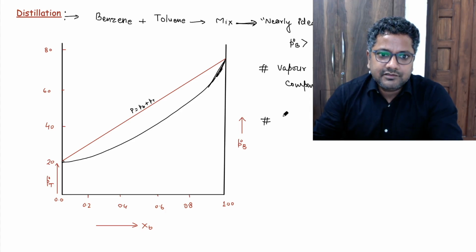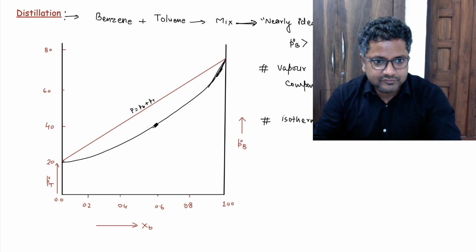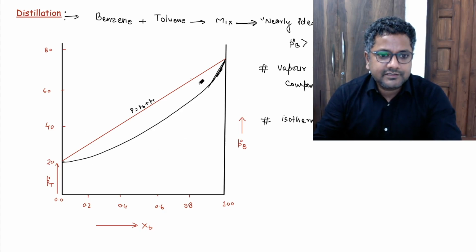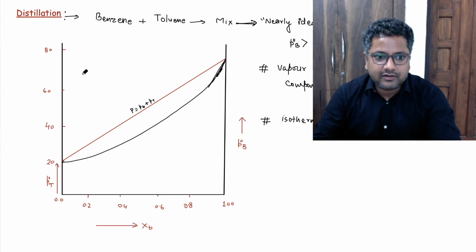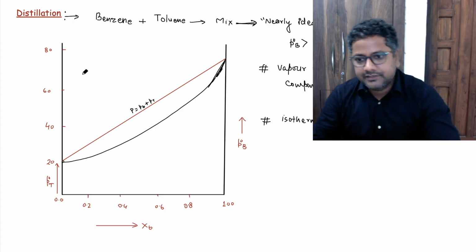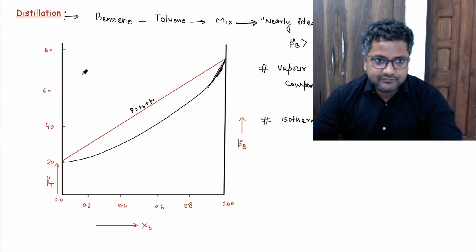This is an isotherm, right? Because temperature is constant here, okay? At any fixed temperature, this has been observed. Although for distillation, what we always prefer, basically what we are doing in the laboratory, is isobaric condition, right?